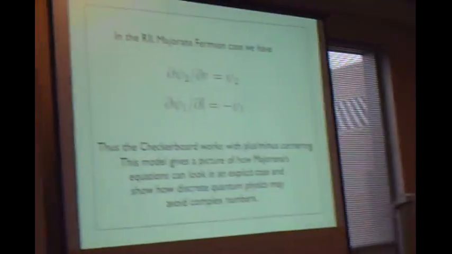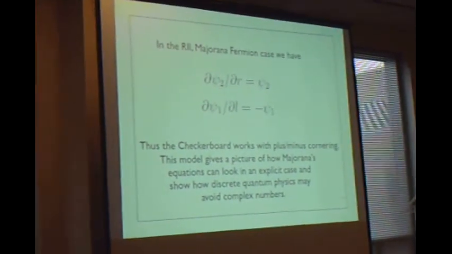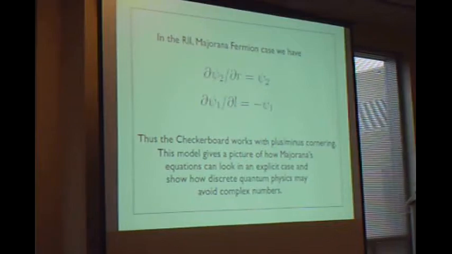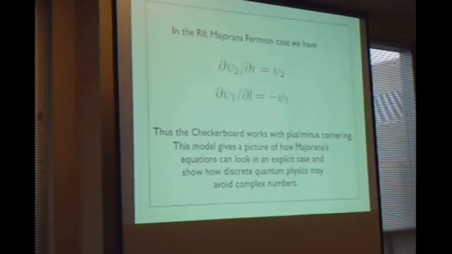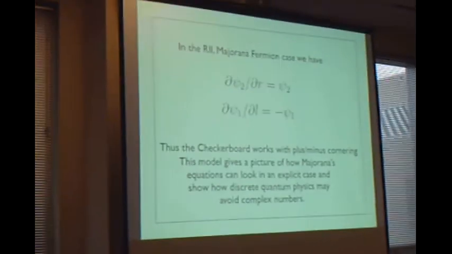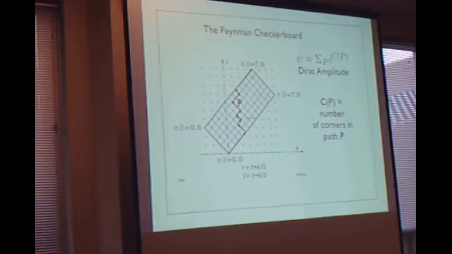But there's another solution to the Dirac equation in 1 plus 1, which is the real one. So here's a real solution, the real differential equation in the simplest possible form. So this is the simplest Majorana form. That's amusing. And that means that we would have, I thought I had a picture of paths.